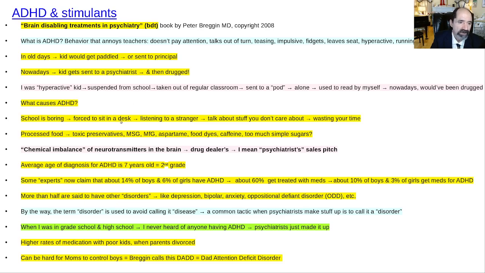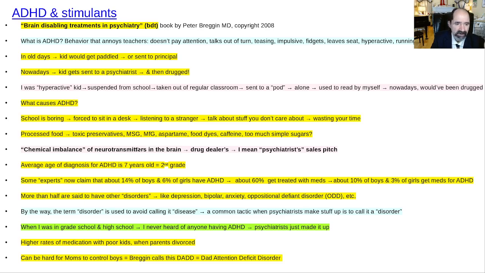Okay, what are other things that are thought to cause ADHD? There's some talk about them being contributed to by toxic preservatives in food. We're not going to go into all this stuff today. That's a topic for some other day. But MSG, MFG, aspartame, food dyes, caffeine, too much simple sugars, those are all thought to potentially make kids more hyperactive, misbehaved, etc. The chemical imbalance theory of neurotransmitters is bogus. It's really just a psychiatrist and a sales pitch. It tricks parents into putting their kid on these drugs.